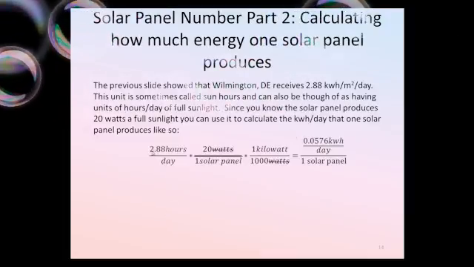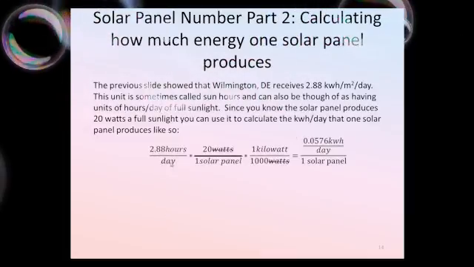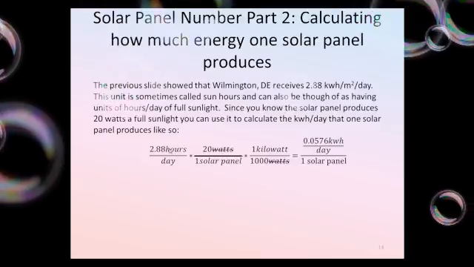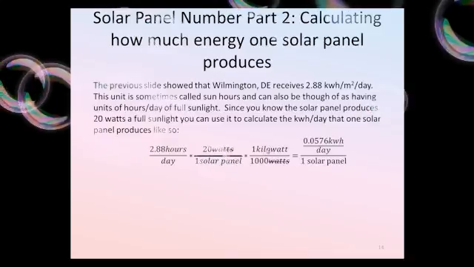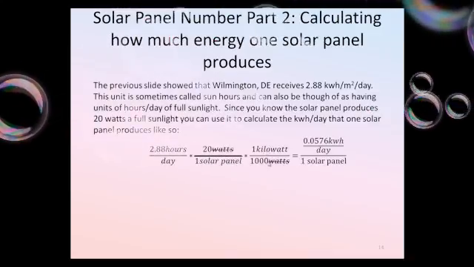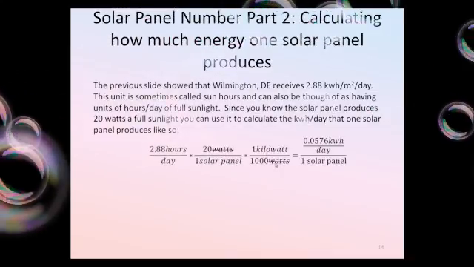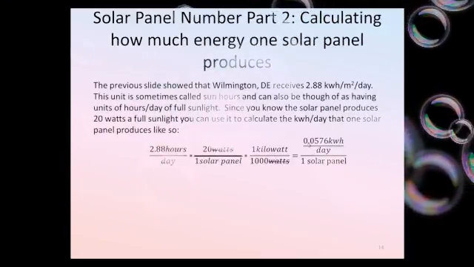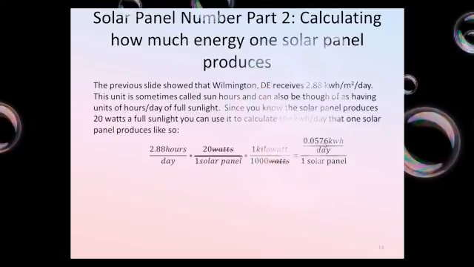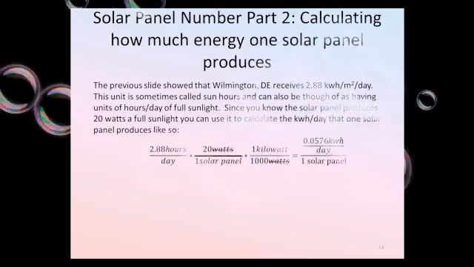So we know that 2.88 hours per day is what the solar panel produces at its full output. We know that 20 watts is produced by one solar panel, and again we use our unit conversion to convert from watts to kilowatts, and we find that one solar panel produces 0.0576 kilowatt hours per day.